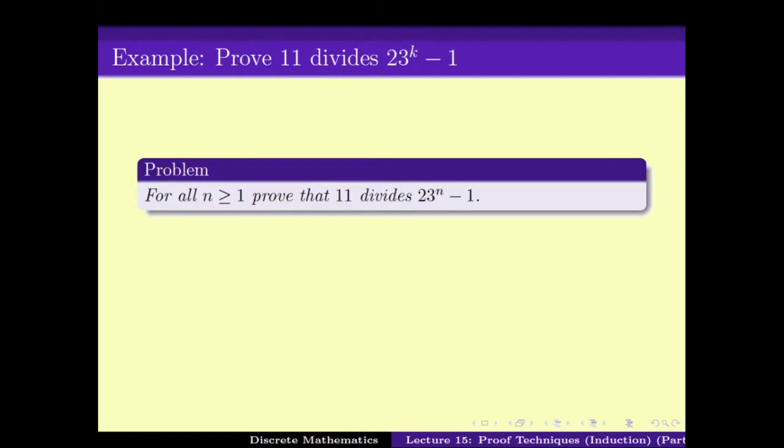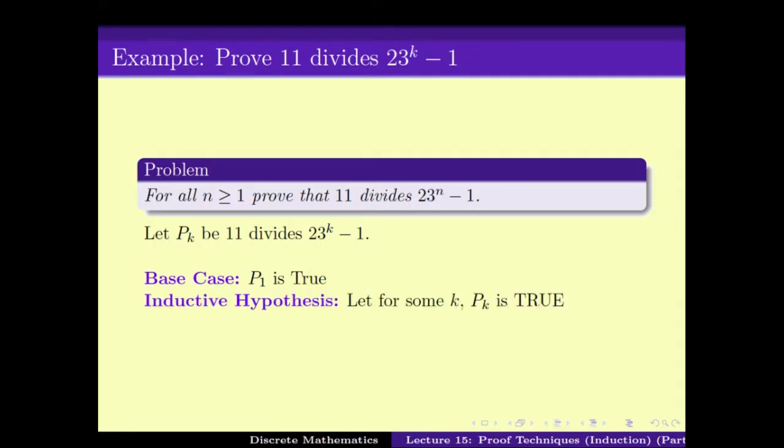So, in other words, this is the problem. Pk says that 11 divides 23k minus 1, and we have to do the base case, namely P1 is true; the inductive hypothesis, namely let's assume for some k, Pk is true; and the inductive step, assuming Pk is true, prove that Pk plus 1 is true.